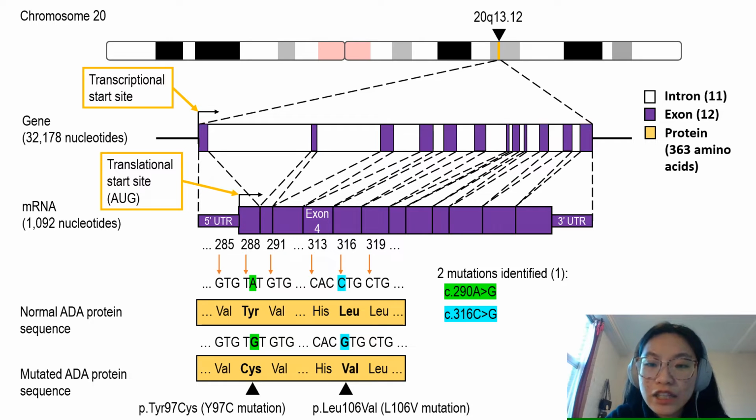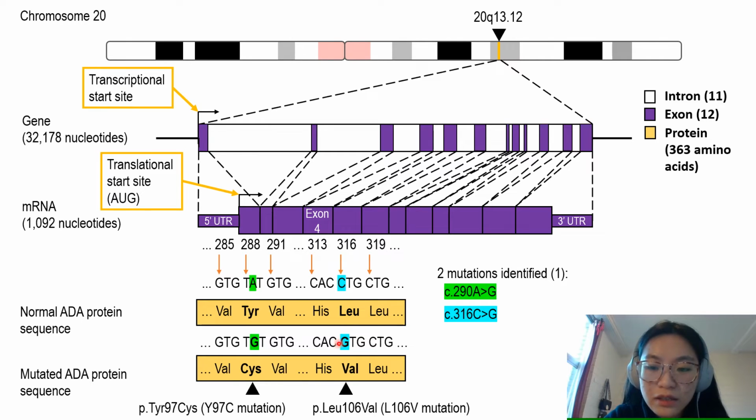in the ADA gene of the chromosome 20. So this is the chromosome 20 and this is the location of the ADA gene. This gene is then transcribed into a sequence known as the coding sequence or the mRNA sequence that is then translated into a protein. So two single nucleotide alterations on the same allele were identified from a patient prenatally, and this is highlighted in green and blue.